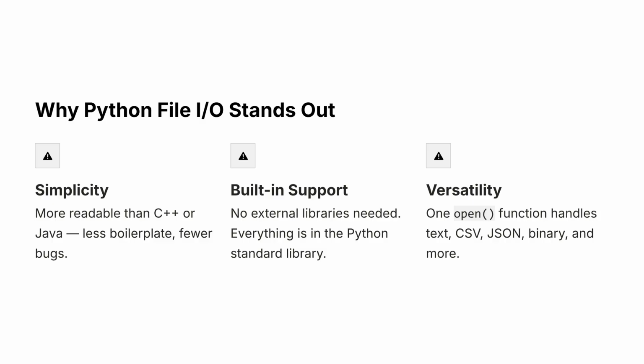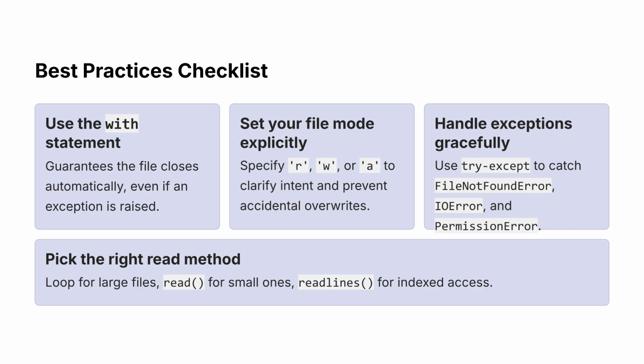So why does Python's approach to file I/O actually stand out compared to other languages? Three things. First, simplicity. If you've ever done file I/O in C++ or Java, you know the boilerplate is rough. Python's version is just readable. You can look at it and immediately understand what it's doing. Second, it's all stdlib. No pip installs, no third-party dependencies. Open is a built-in. It's just there. And third, versatility. That same open function handles plain text, CSVs, JSON, binary data, you name it. You learn one interface and it scales across a ton of use cases. That's very Pythonic.